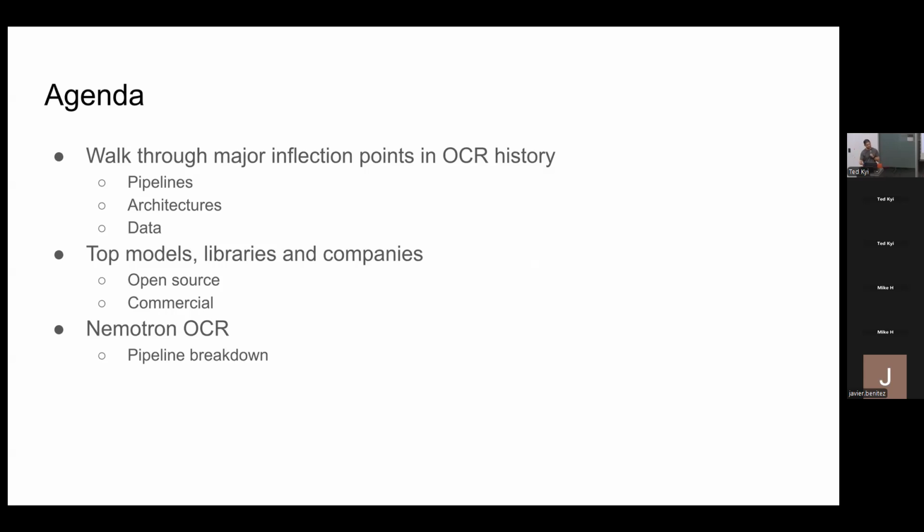I've been working on this for 8 years or something like that, and I've been in and out of the OCR world multiple different times. So the plan for today is, I've been through this whole journey, and I want to talk about the major turning points that we've had with this technology. We'll talk a little bit about the pipelines and the architectures that people use and the data that people use in order to train these systems. And then I'll also talk about the evolution of the best open source model, and the leader in the commercial space.